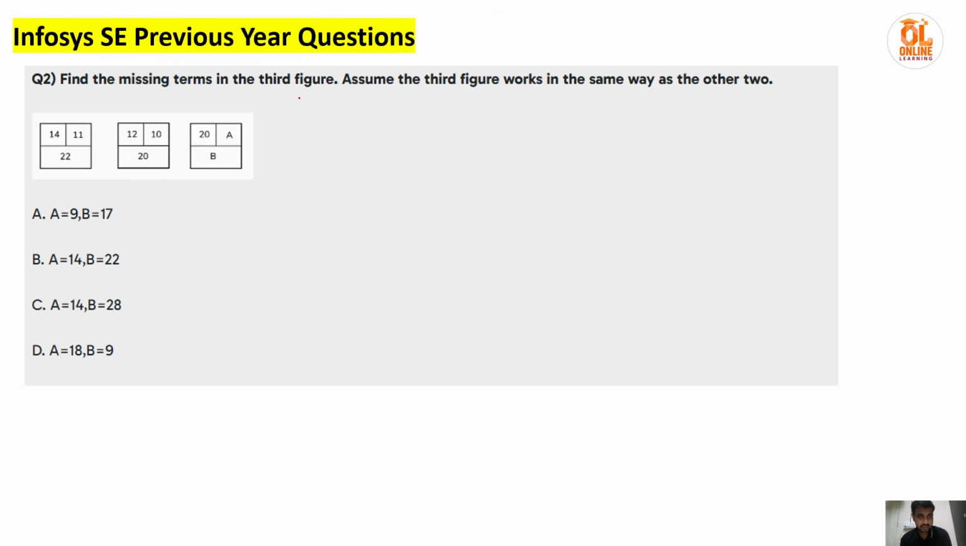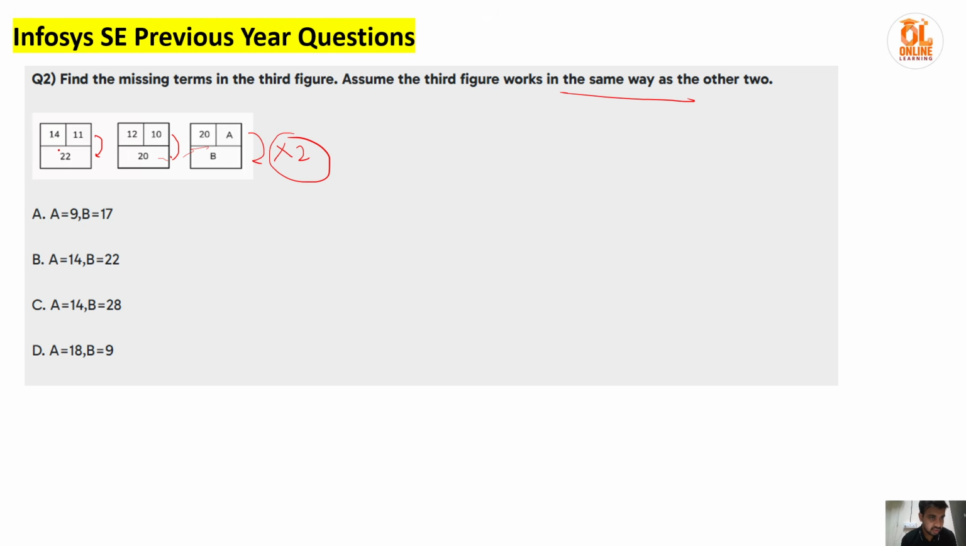Find the missing terms in the third figure. Assume that the third figure works in the same way as the other two. Okay. See, 14, 11, 22, 12, 10, 20, 20, A, B. You can see 11 into 2, 10 into 2. So B should be 2 times A. But we don't know the value of A as well.